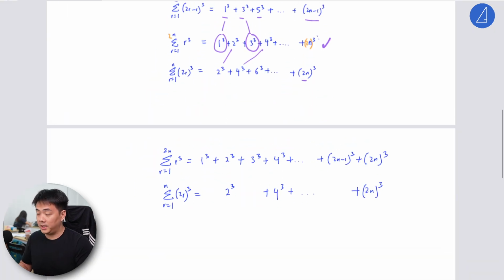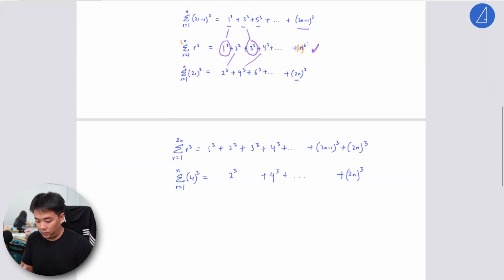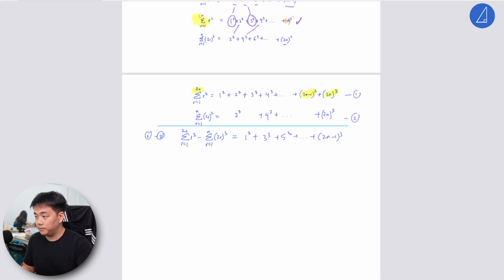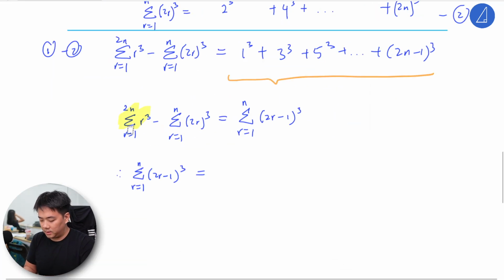Maybe I write it down like that, spaced out. If I end at 2n for the r cubed, I will end at 2n cubed, and the term before it is (2n minus 1) cubed. Then for what we got just now, which is the even cubes, we add them up and we get this. So we just minus them out. Because we minus them out, 1 minus 2, this will minus off, and this will minus off. That will give us plus 5 cubed all the way to (2n minus 1) cubed, which is what we want to find. Okay, I'll write it down. That's that.